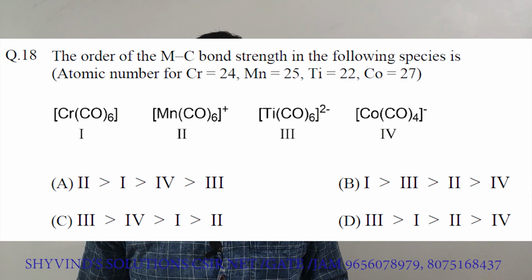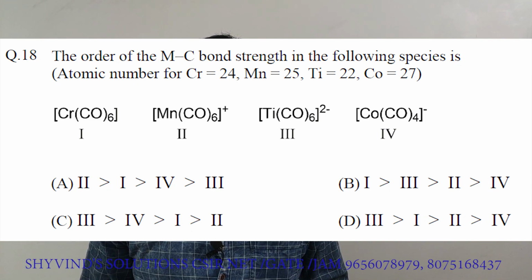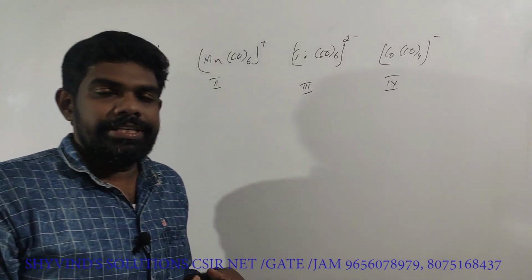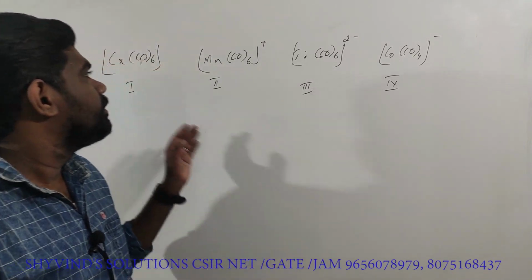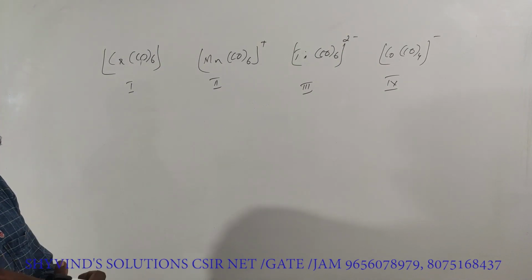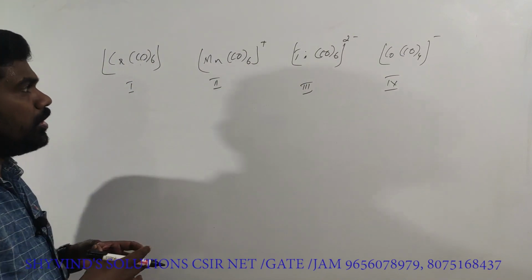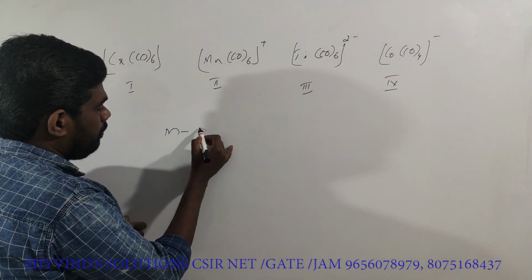The order of M-C bond strength in the following species is. Okay, let's see how to solve this. So these are the molecules given. It's all asked about metal-carbon bond strength.